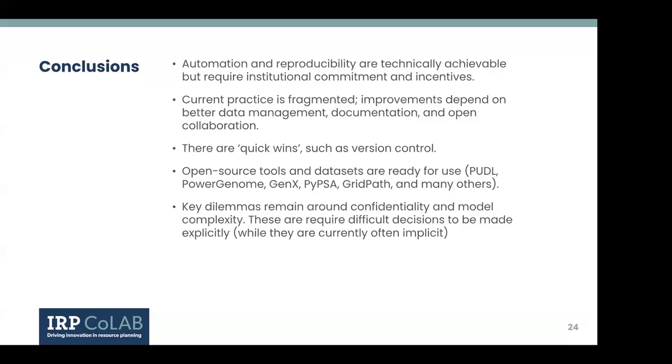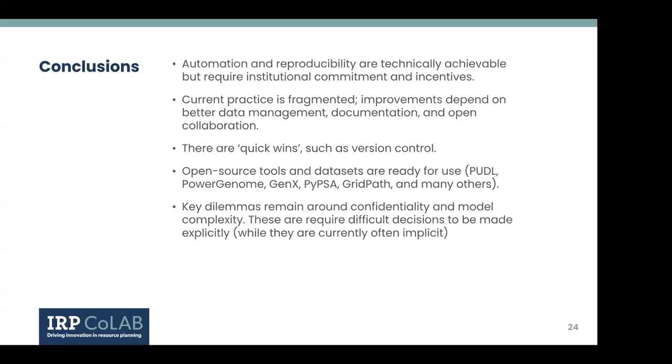Of course, there are key dilemmas that have to be solved, for instance, about confidentiality and model complexity. Confidentiality in the sense of which data do I share, which parts of my model do I want to share, which parts can I not share. And model complexity: am I going to set up new, especially open source models with complex workflows that are automated? Automation is great, but maybe at some point my team doesn't actually understand what the workflow does anymore. So there are difficult decisions to be made here.